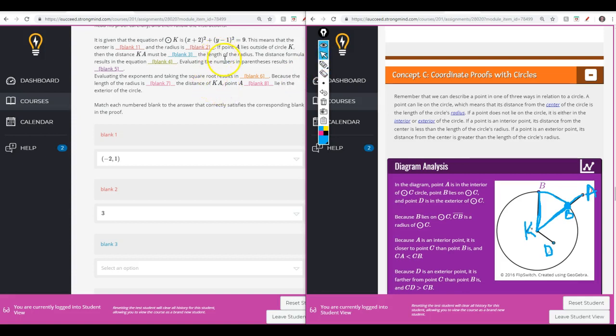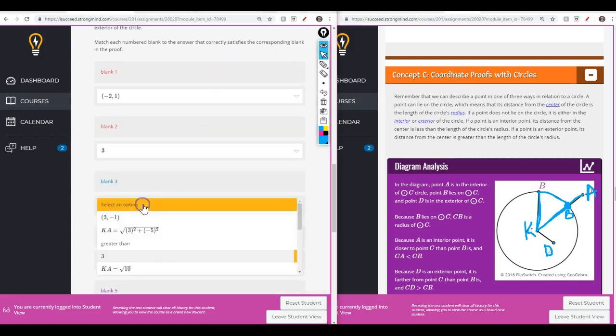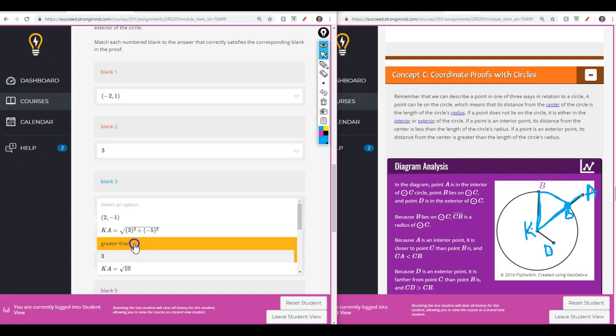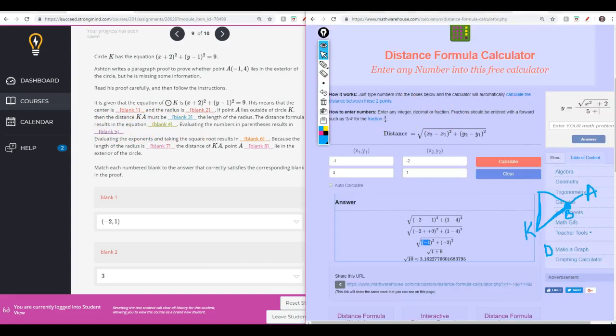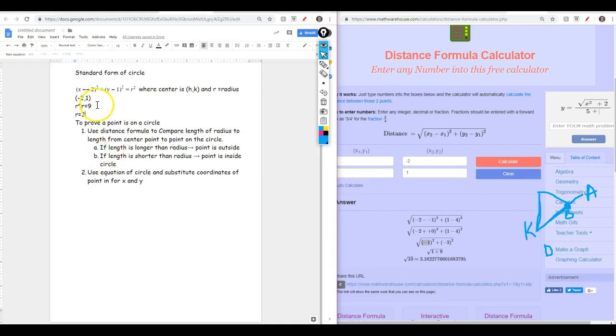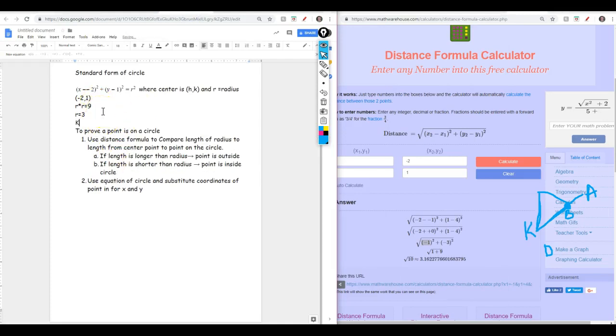So we know that the distance of KA must be longer than the length of the radius. So greater than is another way of saying longer. And then the distance formula results in the equation blank. Alright, so I'm going to jump over here to the distance formula, and I know that our center is at K, which is negative 2, 1, and the point we're checking is A, which was negative 1, 4.